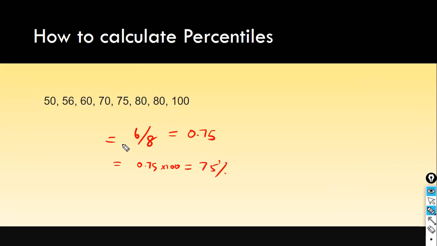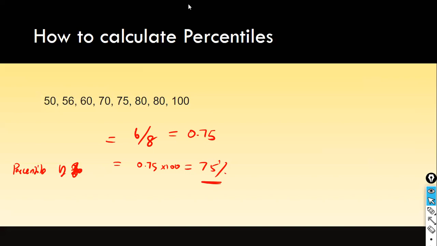So the percentile of 80 in the data set is 75%. Now you tell me how you are going to interpret this. How do you communicate this to your management? They don't know the ABCs of statistics. So how do you communicate to them? How do you interpret this one?